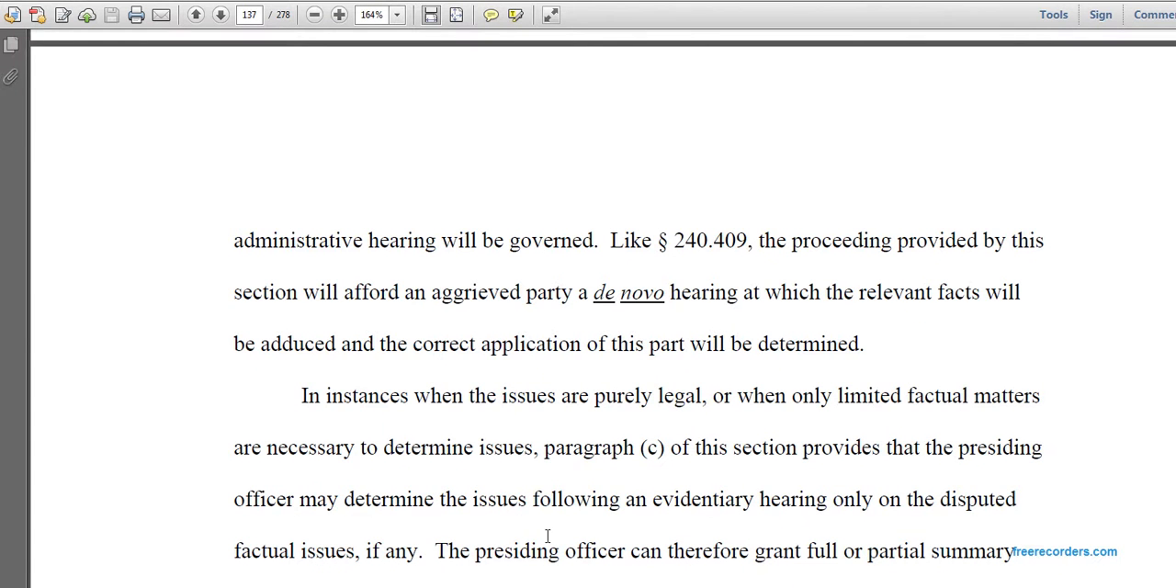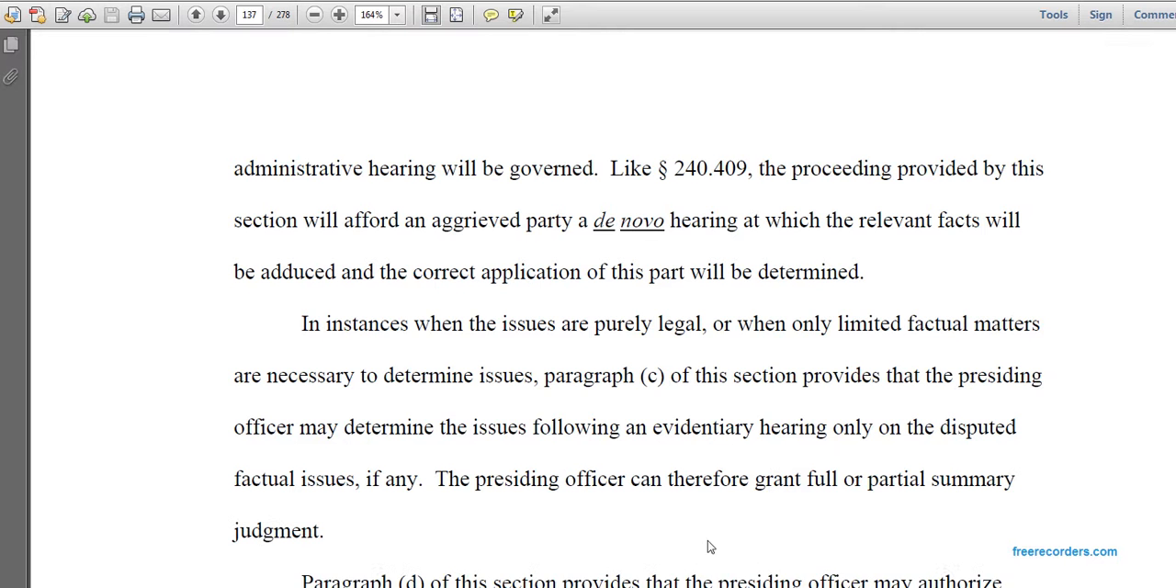In the instances, issues appear legally and were purely legal, and issues that are purely legal when only limited to factual matters are necessary to determine the issues. Paragraphs of this section provide the presiding officer may determine the issues following the evidentiary hearing only when the dispute of the factual issues, if any, of the presiding officers therefore grant full or partial summary judgment.